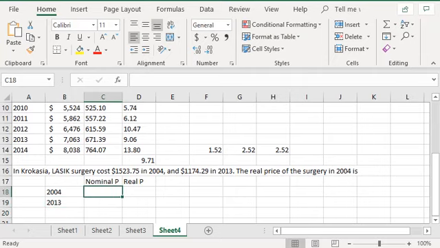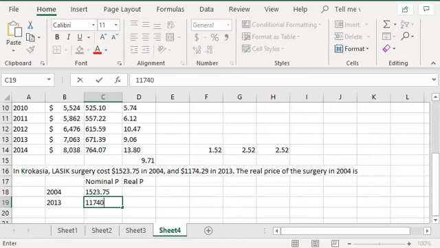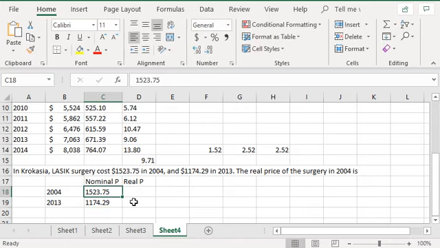Okay, and I'm going to list the nominal prices. So 1523.75 nominal price, 1174.29 2013. Whoops. Period. Decimal place. Now the price went down. Why did the price go down?